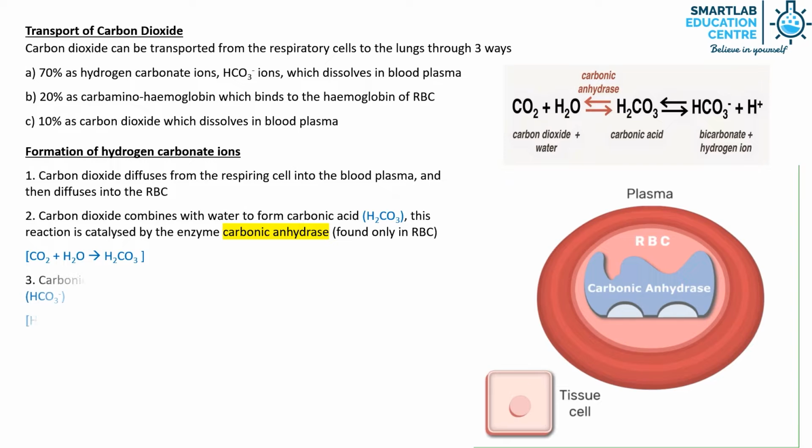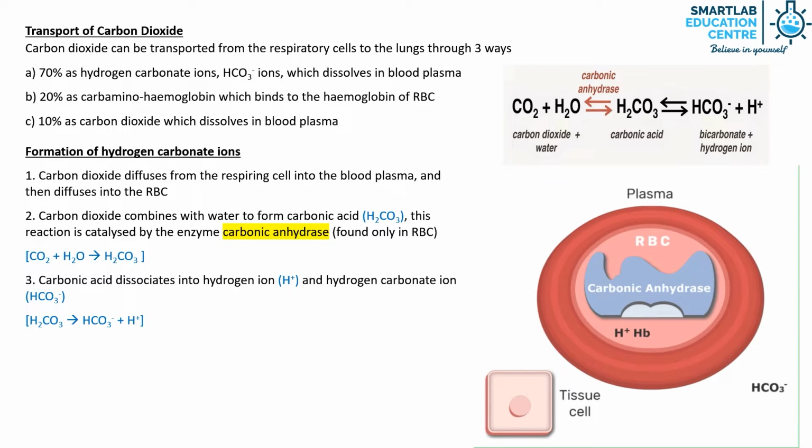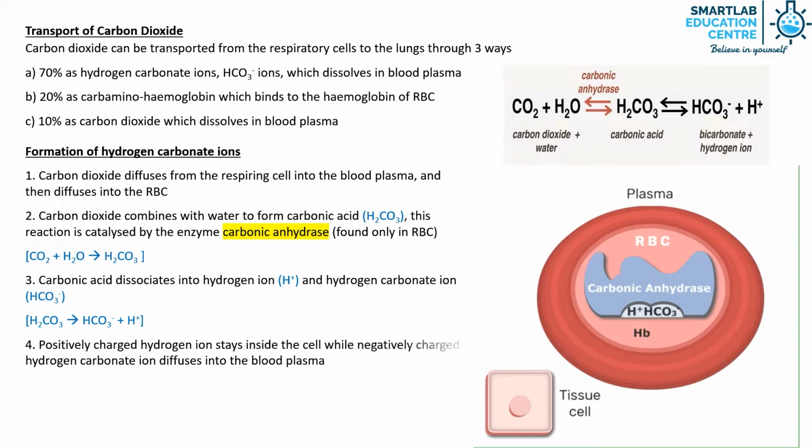The carbonic acid formed then dissociates into hydrogen ion and hydrogen carbonate ion. The positively charged hydrogen ion stays inside the cell, while the negatively charged hydrogen carbonate ion diffuses out into the blood plasma. Hydrogen carbonate ions then follow the blood circulation to the lungs.